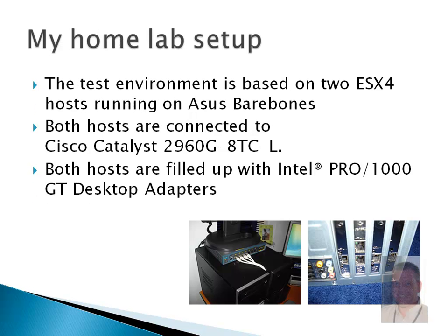It will be fun. My home lab setup, my test environment, is based on two ESX4 hosts running on Asus barebones. They're really cheap, around 600 euros, and you have an up and running ESX4 host. I connected both the ESX servers to the Cisco Catalyst 2960G. It's a real cool device, you see it right here, because it has no fan, it consumes no power, a little bit of power, but it's equipped with the full Catalyst IOS, so you can do all the cool things with this physical switch. What I also did is filled up my ESX hosts with all the network cards I could buy, so I have enough physical NICs.